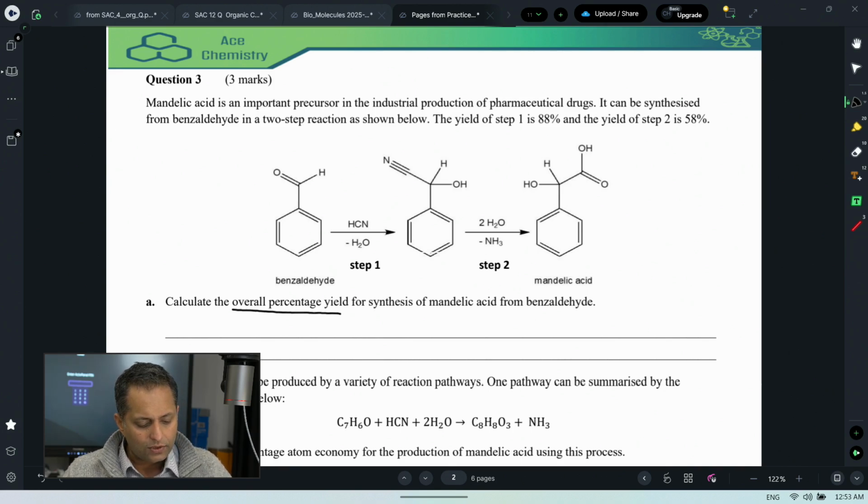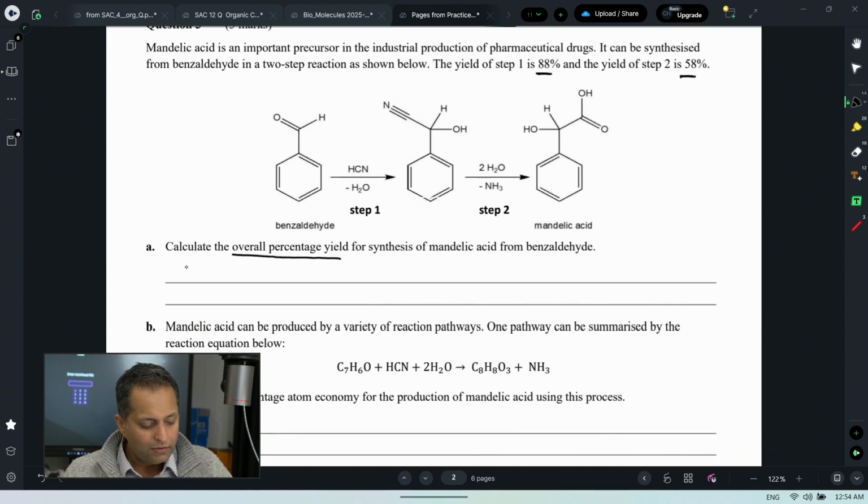Now this is a two-step process. Step 1 has got a percentage yield of 88%. Then the next one has got a 58% percentage yield. As you can see, this is a multi-step process. So in order to find the overall percentage yield of a multi-stage process, what do you need to do? You just need to use a simple formula.